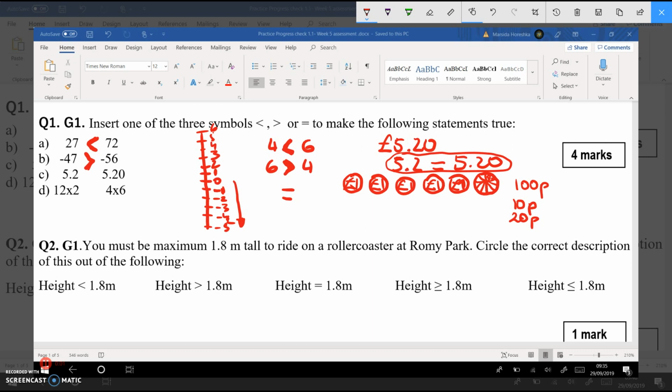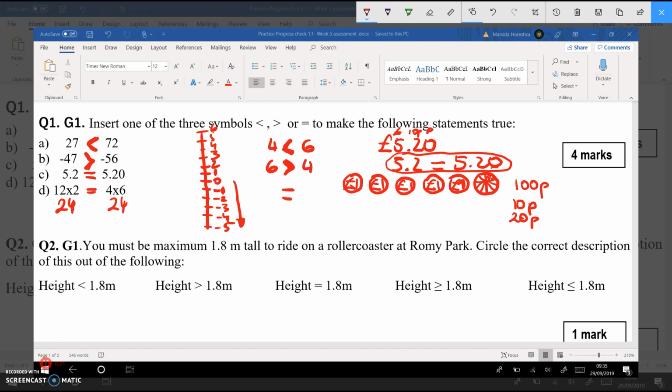Whereas when it comes to money, you must include that 0 because it must tell what is the value of the pennies. So these are the pennies, these are the 10p coins, and these are the pound coins. So I must put an equal sign here. Now looking at 12 times 2, or 2 lots of 12, which is 24, and 4 lots of 6, which is again 24, so they are equal. I must put an equal sign in between them.